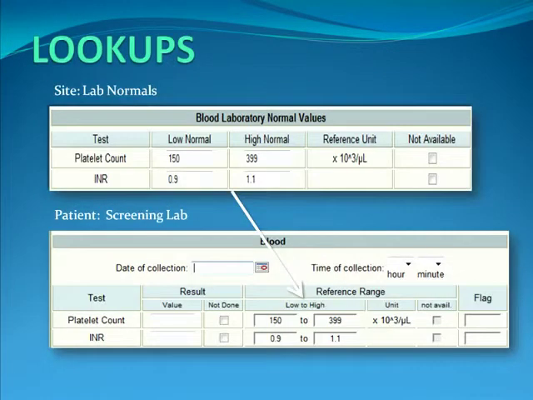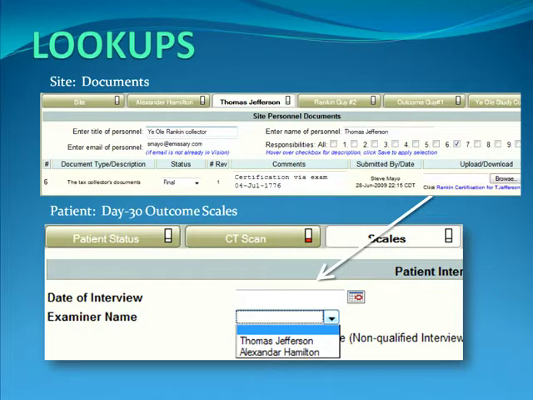Vision has the ability to pull data from anywhere in the system, whether it be a list of lab references stored in the site area, or even a list of site personnel who have appropriately uploaded their training documentation in the electronic trial master file.